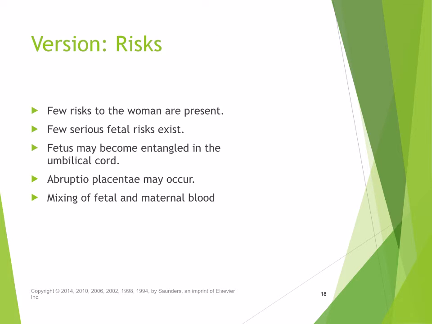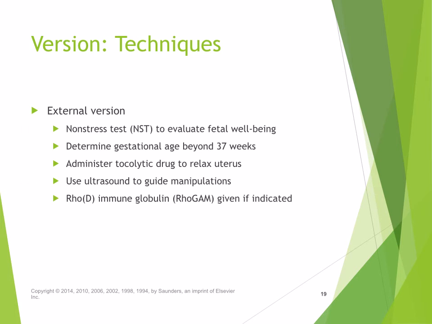Risks include few risks to mom, but some serious fetal risks do occur, such as the fetal cord may become entangled, which causes severe distress, can cause some issues with circulation and oxygenation of this baby. The placenta may erupt due to trauma from the physical manipulation of the abdomen and having that mixing of fetal and maternal blood. Techniques for version usually include that baseline information, such as an NST to be performed.